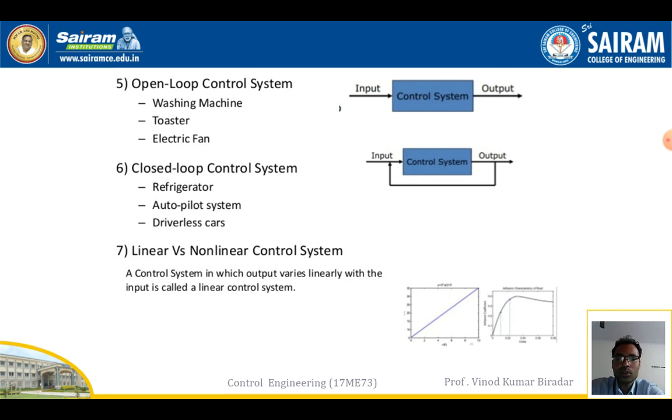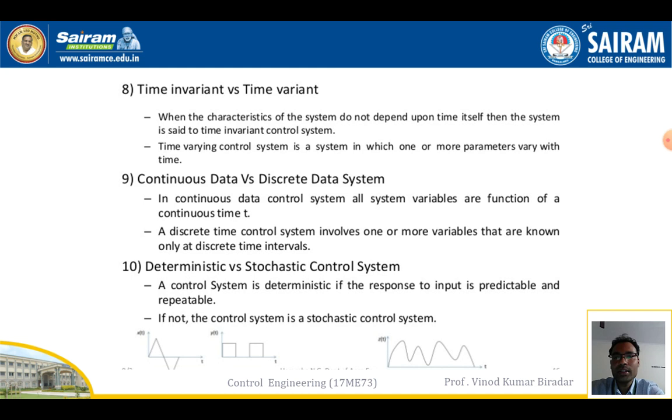Linear versus non-linear. A control system in which the output varies linearly with the input is called a linear control system, and non-linear is vice versa. Time invariant and time variant. When the characteristics of the system do not depend on time itself, the system is called time invariant, and the reverse is called time variant.